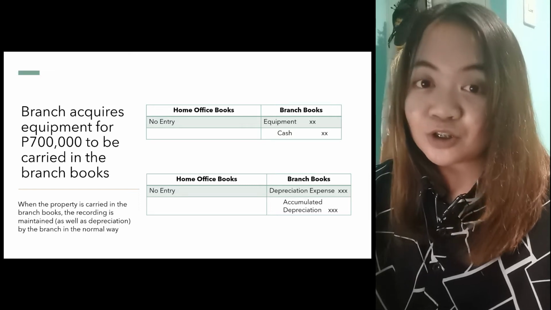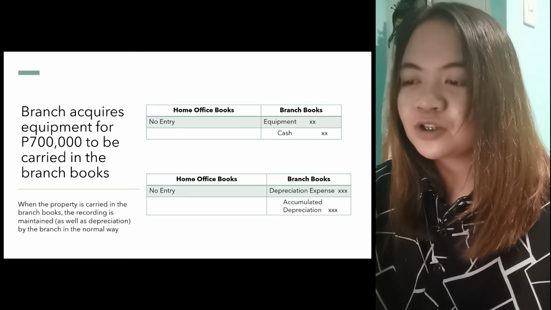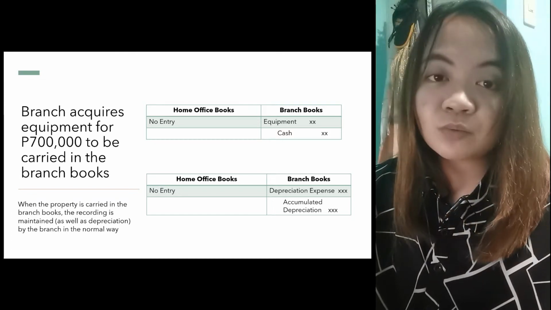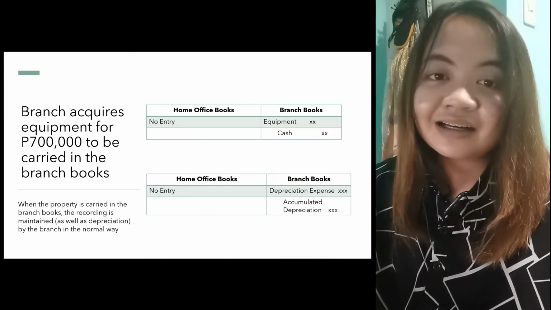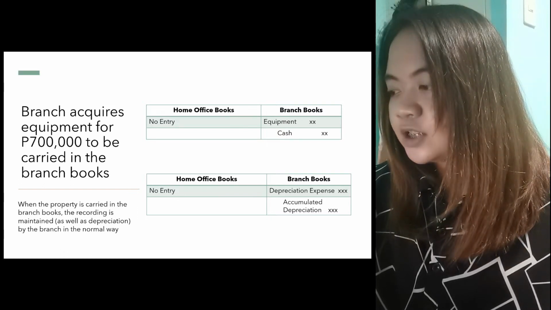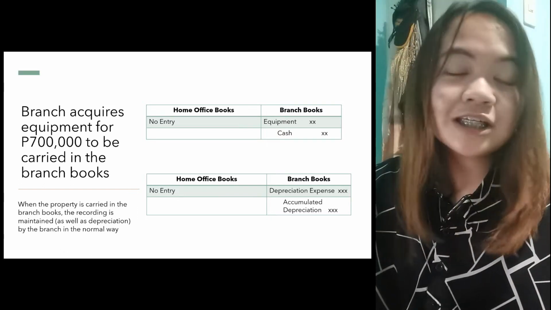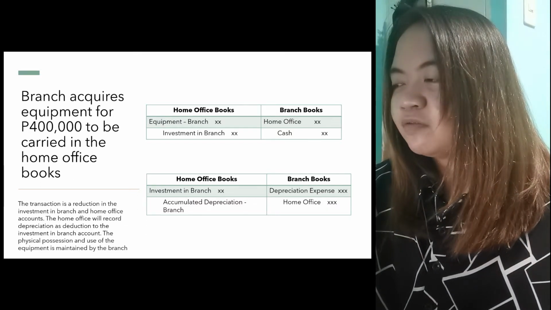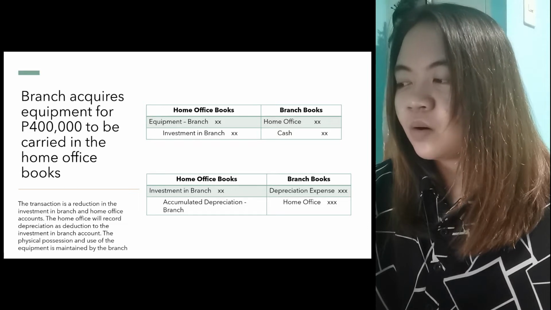And syempre, may depreciation yan. Debit depreciation expense, accumulated depreciation. You will only do this if the branch is the one who acquired the equipment and kinarry siya sa branch books. Okay? When the property is carried in the branch books, the recording is maintained by the branch in the normal way. Okay? Next, branch acquires equipment for 400,000 to be carried in the home office books.